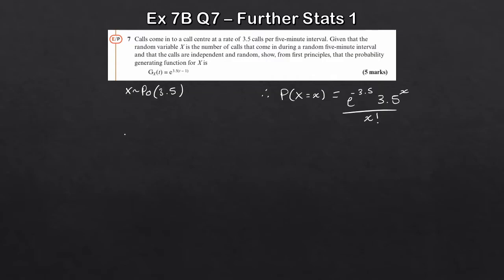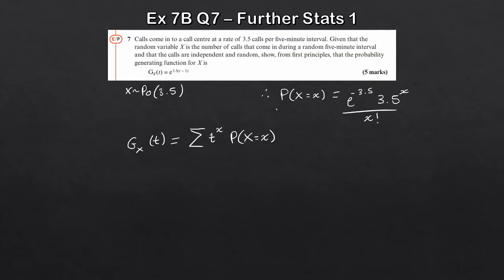Now the probability generating function can be defined as follows. The probability generating function for this discrete random variable, x, can be defined as the sum of t to the x times the probability here.